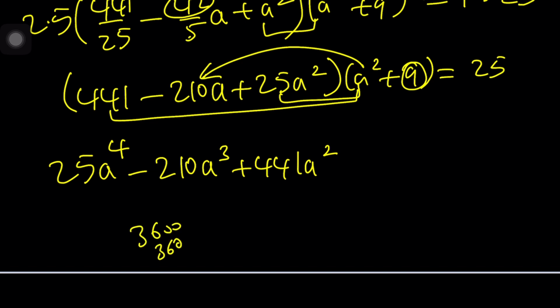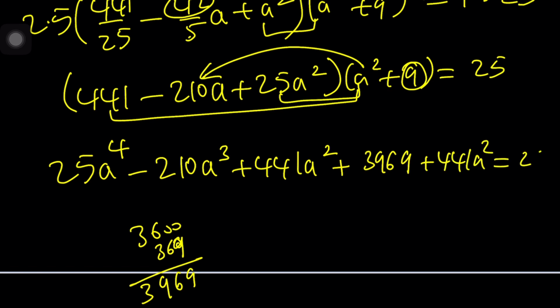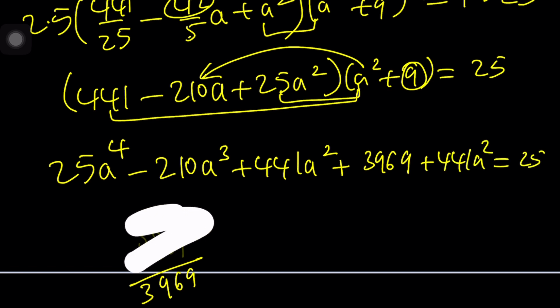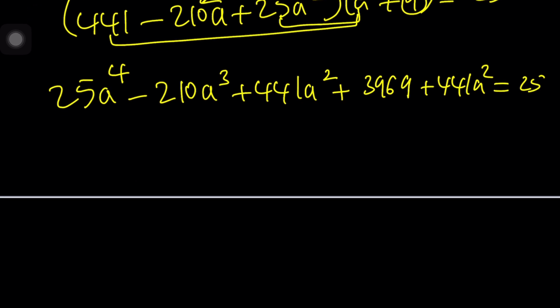That's my thought process here, by the way. Plus the 9, that's 3969. Good. What a nice number. Plus 3969. And then I should distribute the 441a squared. And that should equal 25. Nice. Let's go ahead and simplify this a little bit. Just a tiny bit. 25a to the 4th. I was hoping to get something divisible by 5, but I don't think that's the case. We'll get minus 210a cubed.